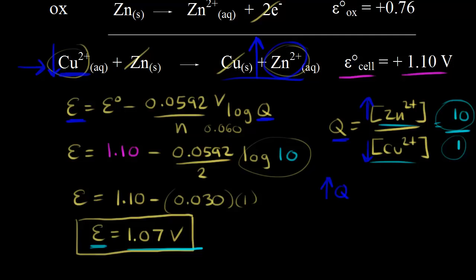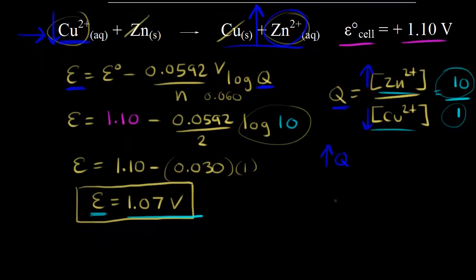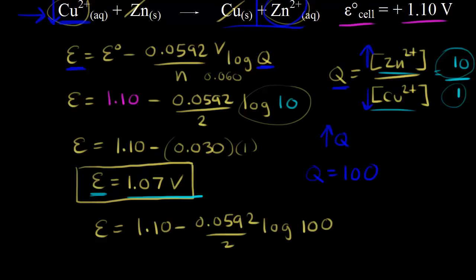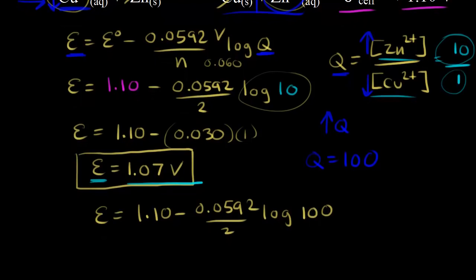Well, let's just plug in a number. Let's just say that Q is equal to 100. Let's plug that into the Nernst equation and see what happens to the cell potential. So E is equal to E0, which we'll plug in as 1.10 there. So 1.10 minus 0.0592 over 2 times log of 100. So now we're saying that Q is equal to 100, so we have more of our products as the reaction progresses.